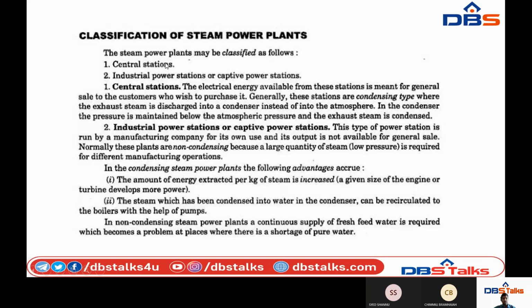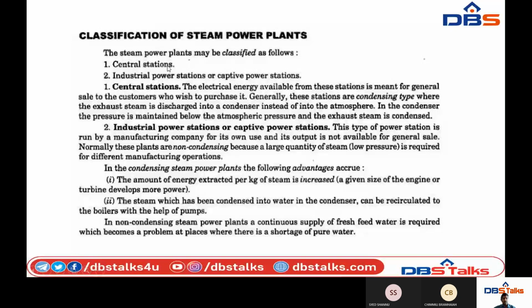I am discussing the differences between central stations and industrial power stations. It is very easy to understand. First of all, the central station is used for general sales, for those who wish to purchase power. Industrial power stations are not used for general sales. Central stations are condensing type and industrial power stations are non-condensing type.